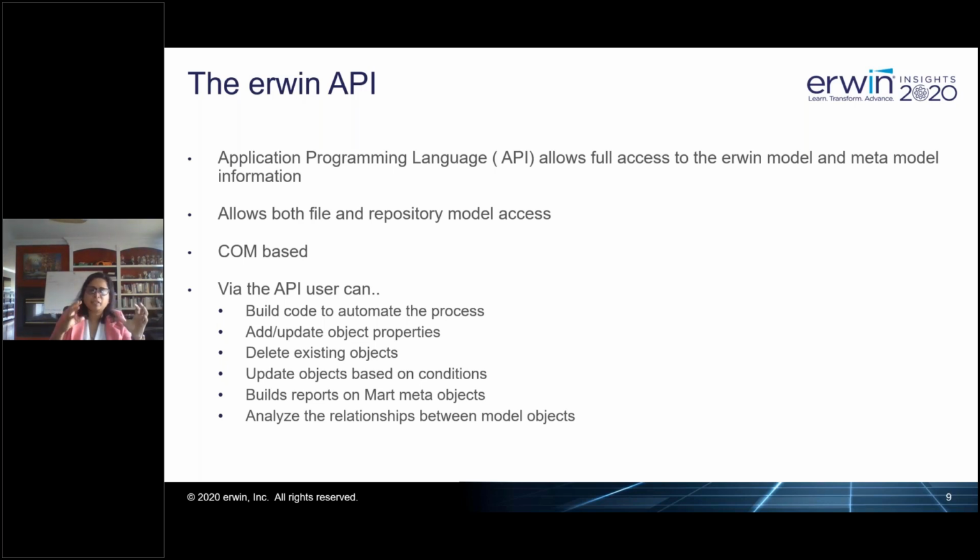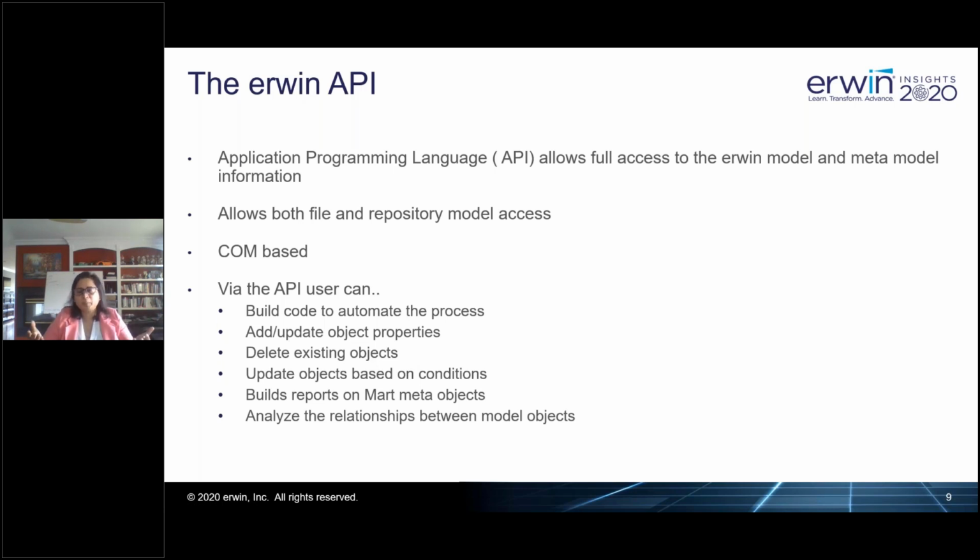So once you have access to the design part of the model, you see the objects and the relationships, and you can build your own reports around it. It's COM-based. So a lot of customers use it for automation processes. As a best practice, they would like to pick certain objects from the schema on a weekly basis, pull them into a spreadsheet, and then add and update object properties, and delete the existing objects. This is one of the most popular ways of using the APIs.